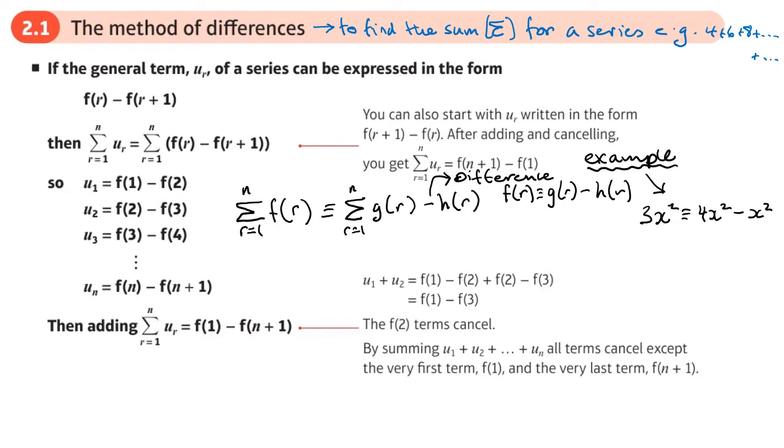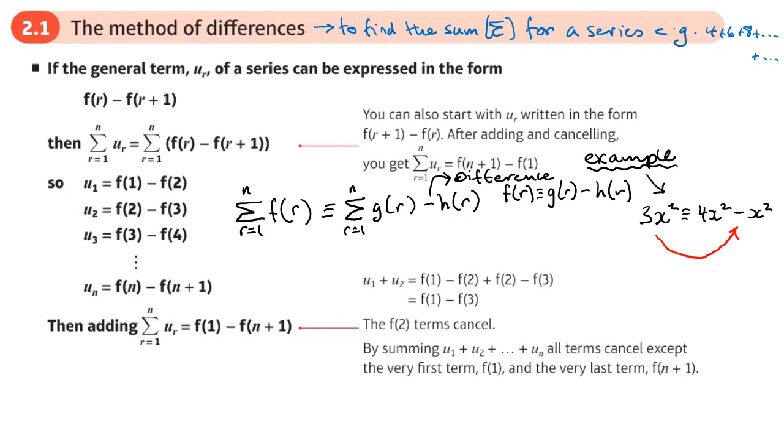So can you see what we've done? We've written our function here as two different functions where we have a difference between them. And it may be that we can't really find the sum of this, that might be difficult to do, but we can use this method of differences to help us find the sum of this. I'll show you what I mean. It'll make more sense when we do some questions.